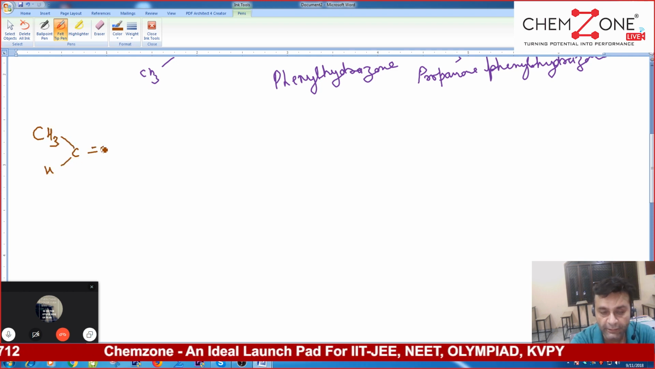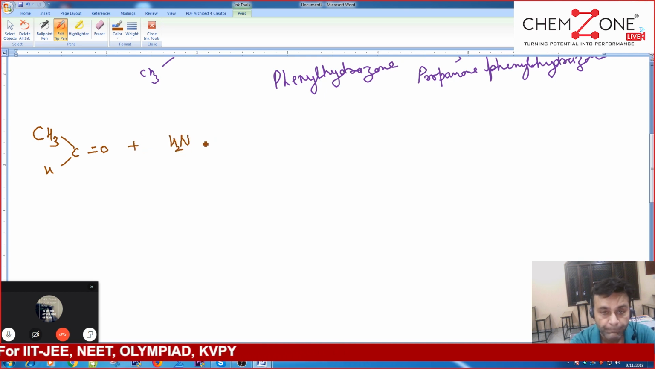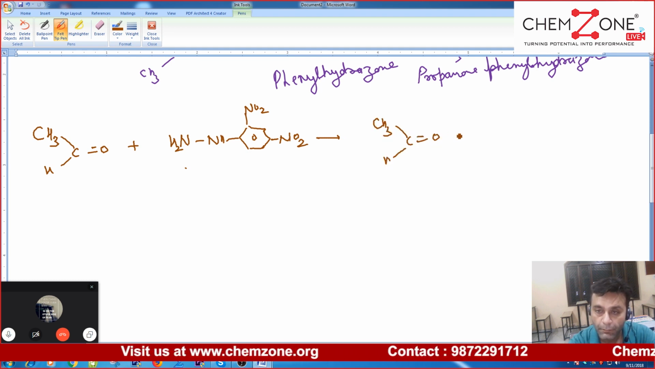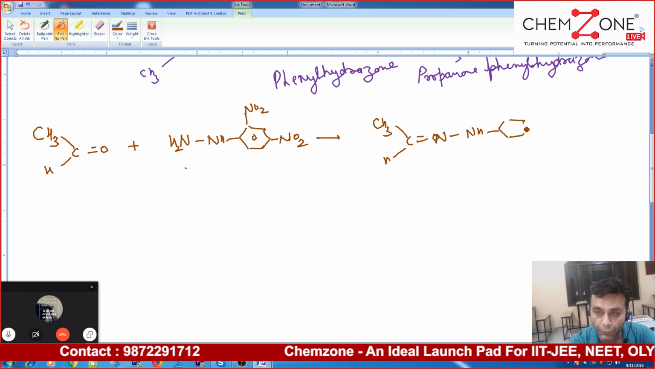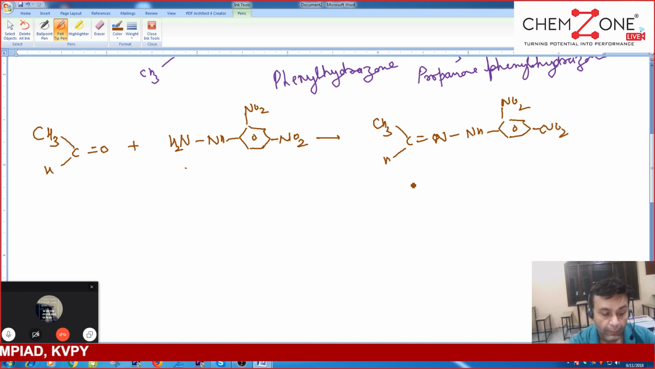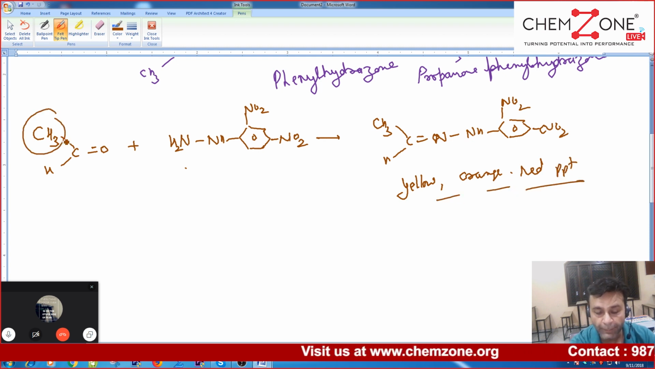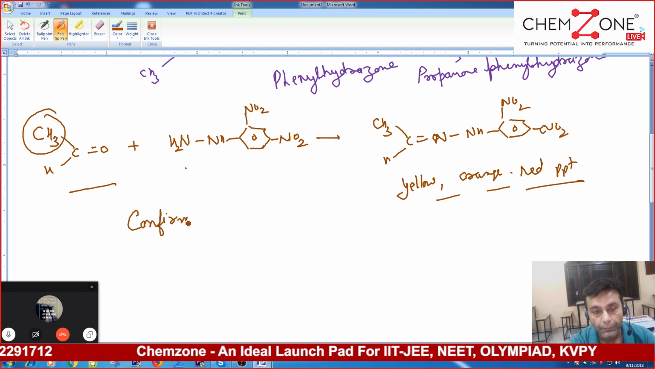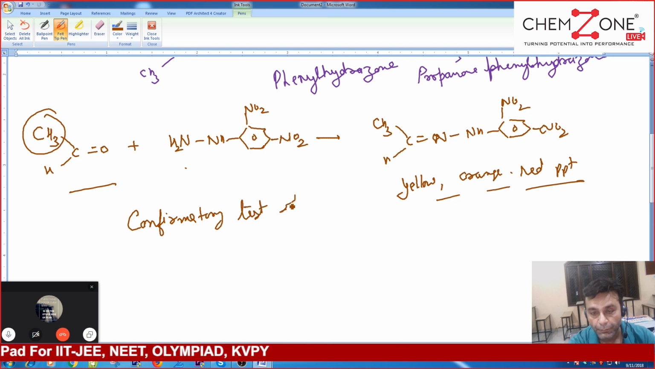Now if we react this carbonyl compound with 2,4-DNP, 2,4-DNP stands for 2,4-dinitrophenylhydrazine, water will be lost. And we get here the 2,4-dinitrophenylhydrazone of ethanal. And this product formed is having either a yellow or orange or red precipitate, depending upon the number of carbon atoms in the carbonyl compound. And this is a confirmatory test of the carbonyl group.